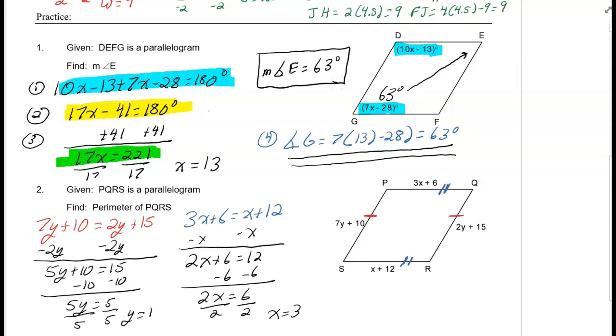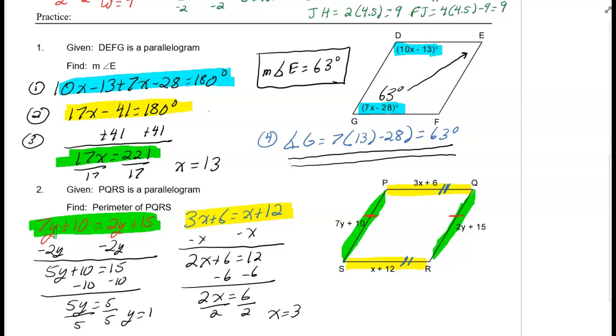In problem number 2, we learn a property that the opposite sides are congruent. So the first equation that I wrote in here in blue is 3x plus 6 is equal to x plus 12. We also know that 7x plus 10, highlighting in green, is equal to 2y plus 15. So those would be the two equations you will solve. When you solve that, you will get y to be 1 and x to be 3.